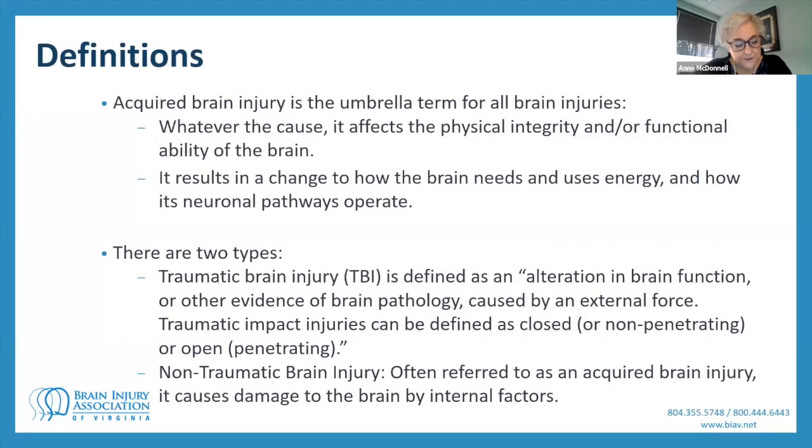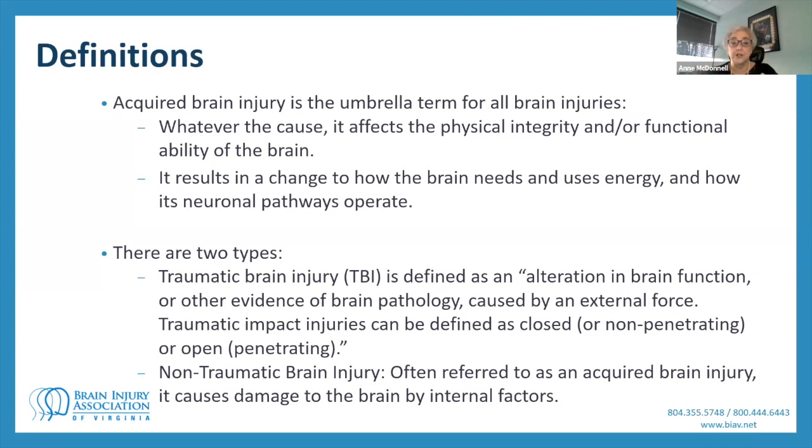Most of the time when folks talk about acquired brain injury, they're talking about something that wasn't related to trauma, but really acquired brain injury is an umbrella term for all brain injuries. It doesn't matter what the cause is, there is something that happens that affects the physical integrity of the brain and/or how it functions, and it results in a change in how the brain needs and uses energy and how its neuronal pathways operate. We're going to talk about this in a little more detail later on.